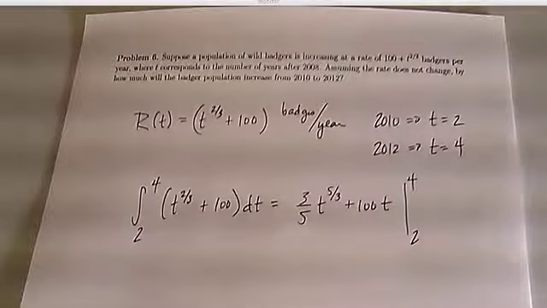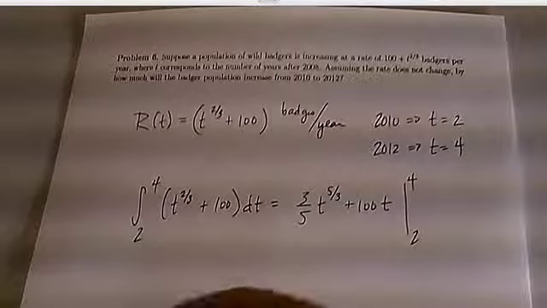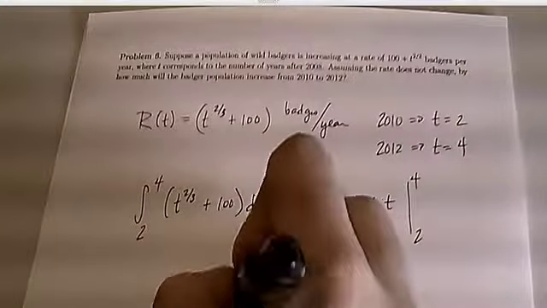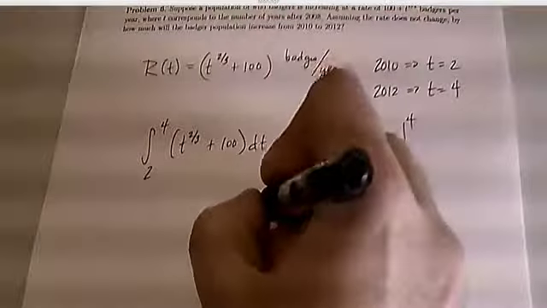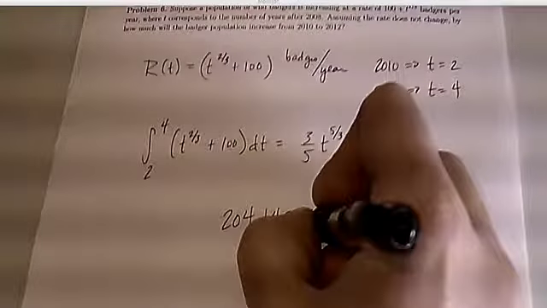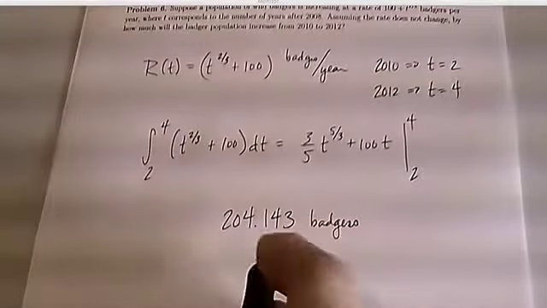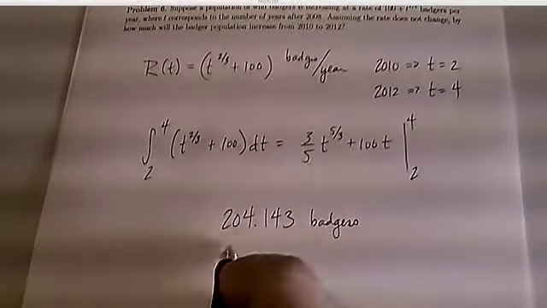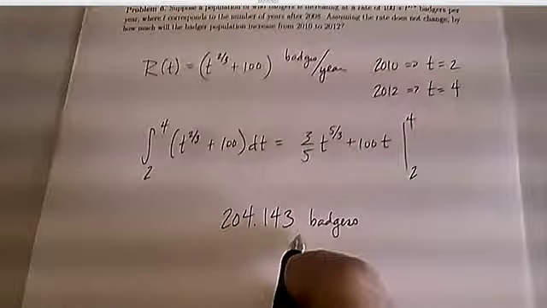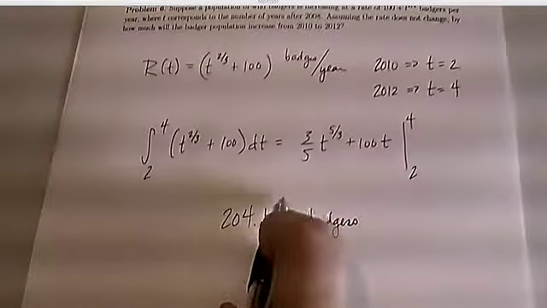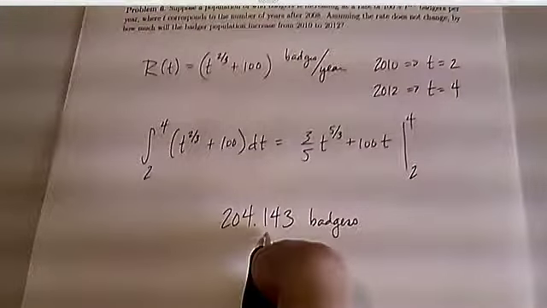Okay, and so we just take the number from our home screen, and it's 204.143 badgers. Of course then you just have to determine, well, usually when you're dealing with living entities you always round up to the next number, so about 205 badgers.